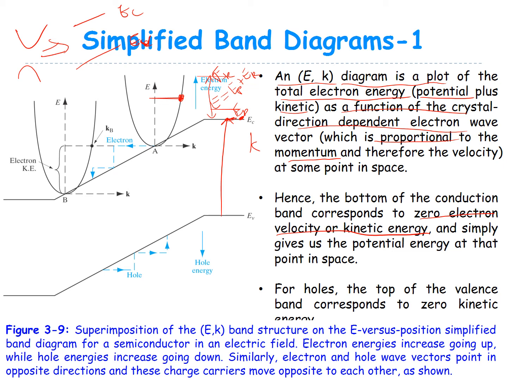The same applies for holes. The top of the valence band corresponds to 0 kinetic energy. So if a hole is here, it means it has 0 kinetic energy. Remember that this plot is in electron energy, but for holes the energy increases downwards. So here the top of the valence band corresponds to 0 kinetic energy for the hole.